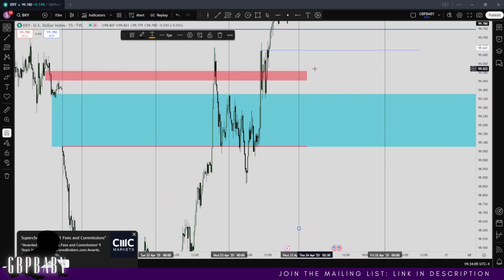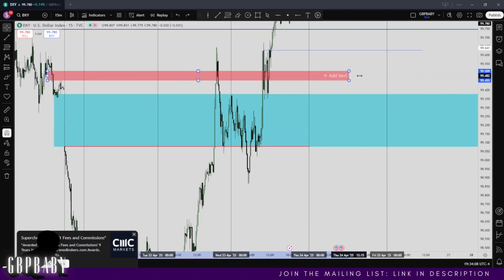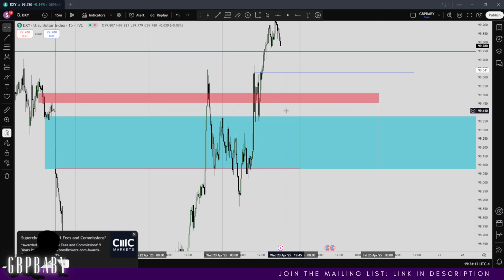To be honest, the point at which I'd get concerned would be this, if this inversion fair value gap gets traded through. So if we manage to drop back below this, then I'd be like, okay, we're probably going to start running for that Wednesday low.